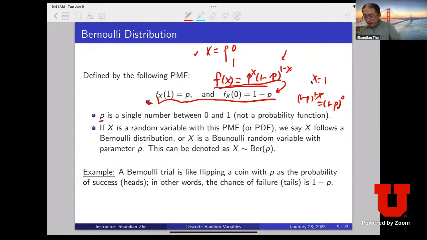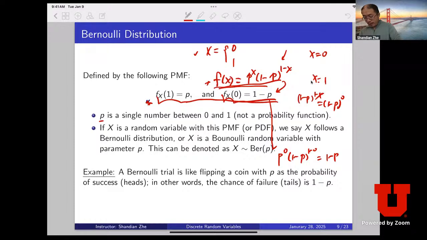And if we take the value of x to be 0, what happens? If you look at this form again, it becomes p to the power of 0, which is 1, times 1 minus p to the power of 1 minus 0, which is 1 minus p, right? So you see, it goes to this second case, f(0) equals 1 minus p. Does it make sense? Any question?